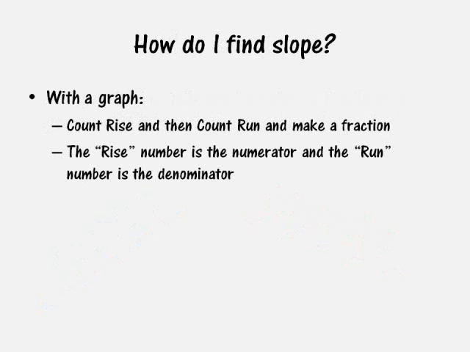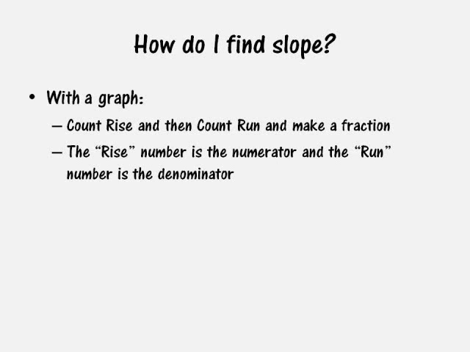Now that you know what a slope is, you're probably wondering, well, how do I find a slope? With a coordinate plane, you have to have a line or at least 2 points on that coordinate plane to be able to tell a slope. If you have a line, pick 2 points that cross at the grid lines. Once you pick those 2 points, you're going to count rise and then count run and make a fraction.